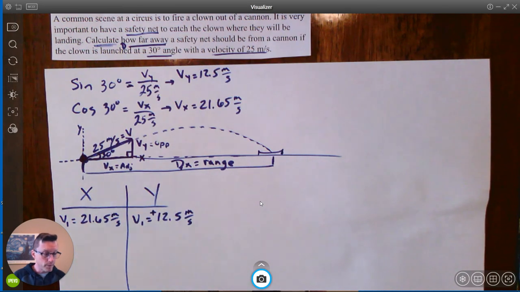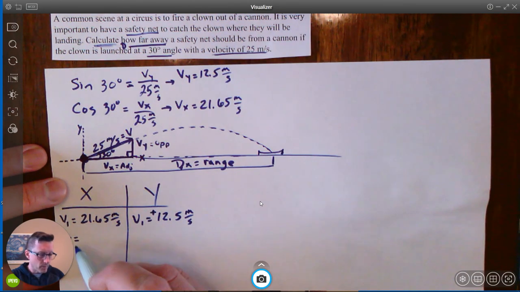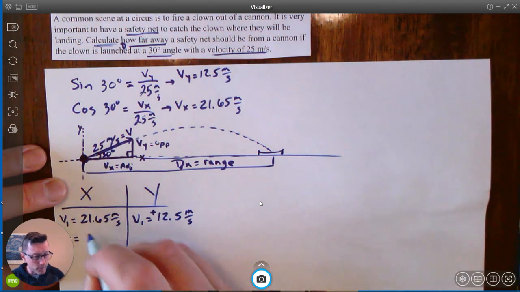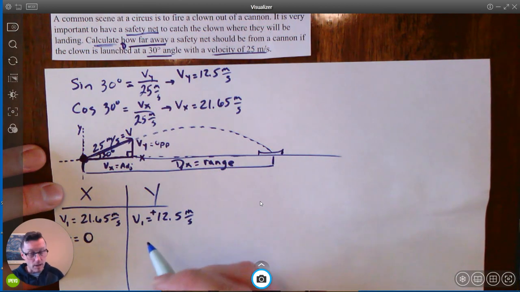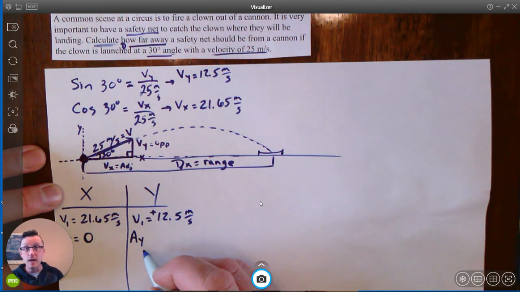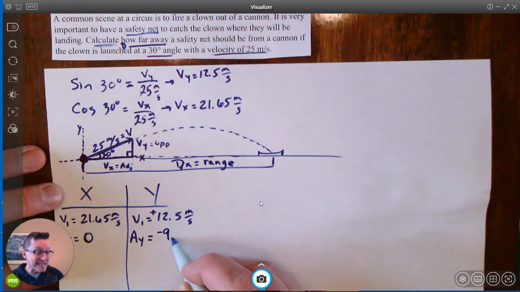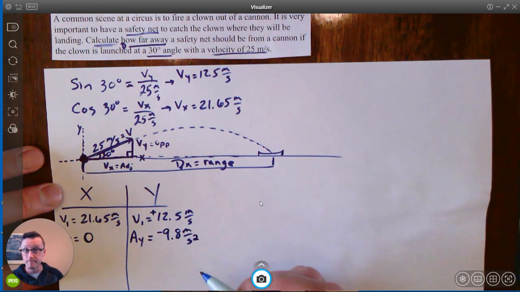Okay, now, what else do we know? Start writing those things in. We always know what the acceleration is in the X direction. Because we pretend there's no air resistance, there are no forces slowing down the clown in the side-to-side direction. If there's no force, there's no acceleration because force equals mass times acceleration, okay? So a force of zero means an acceleration of zero in the X direction. In the Y direction, however, we know we have gravity, okay? And gravity is a force, and it does cause an acceleration. Remember that magic number for gravity's acceleration is negative 9.8 meters per second squared.